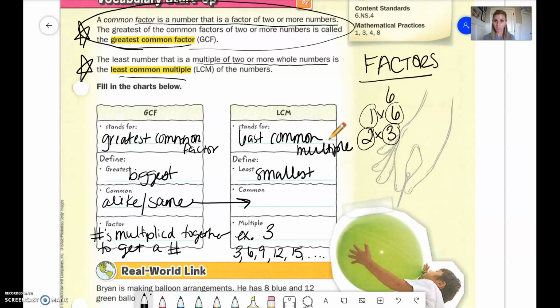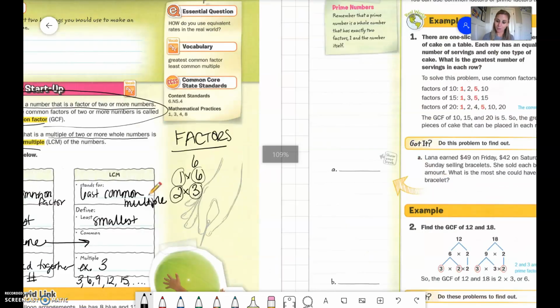Okay, so we're going to go on to the next page. So you're going to go and turn your book. So I'm turning my book too. And I'm going to realize that I think mine is actually over on this side.